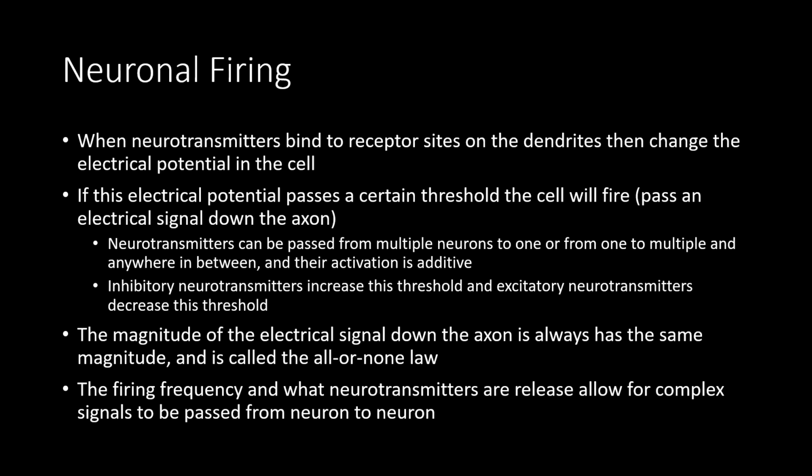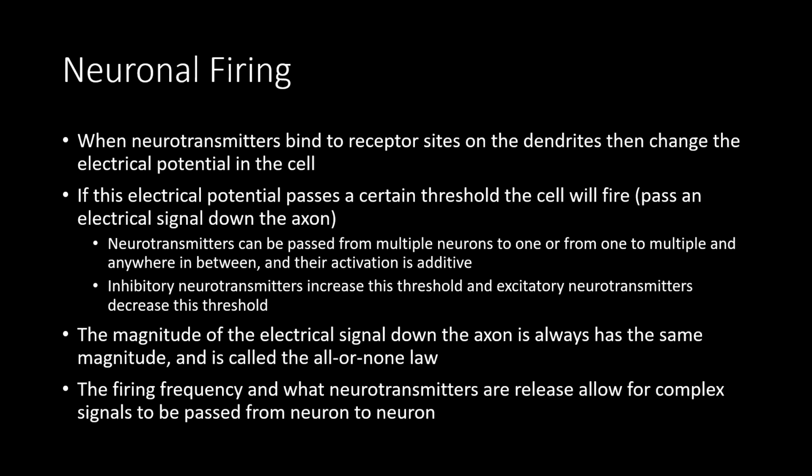The way in which neurons communicate complex signals is, one, through the way in which they fire, their frequency of firing. Do they fire many times a second or only a few times a second? Do they fire continuously or do they fire intermittently? These patterns of firing are one of the ways in which they will communicate different types of information.